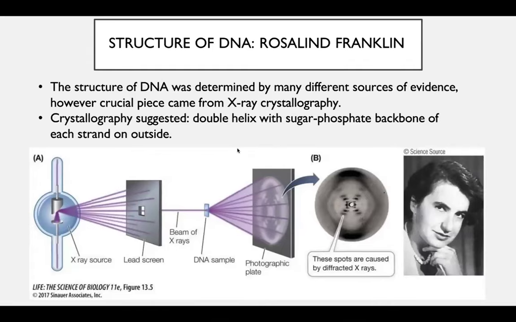So now the structure of DNA. The structure of DNA was determined through several different sources of evidence, but the main piece came from X-ray crystallography. X-ray crystallography suggested that DNA is composed of a double helix that contains a sugar phosphate backbone located on the outside.